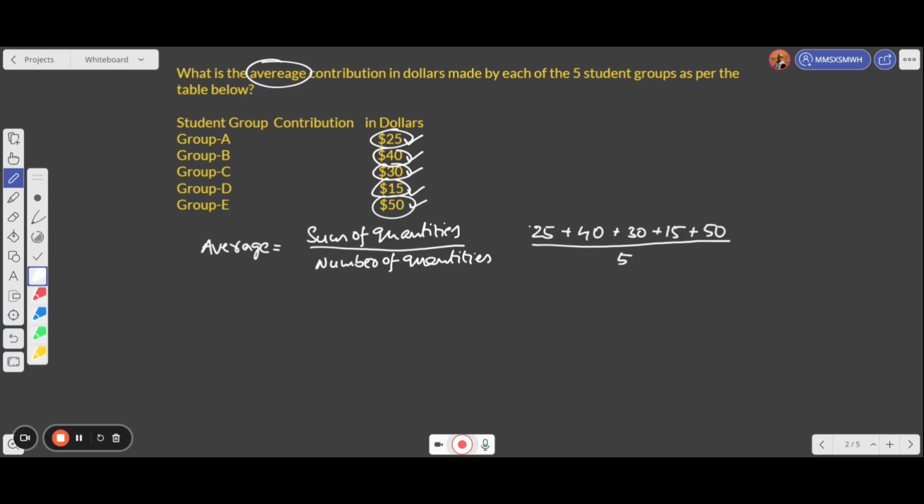Let's do the addition part. You may use calculator, or else 25 plus 40, that makes 65, 65 plus 30, 95, plus 15, 110, plus 50, that gives you 160. Divide by 5. You may use calculator if necessary. That gives you $32. So this is the average contribution by each group.